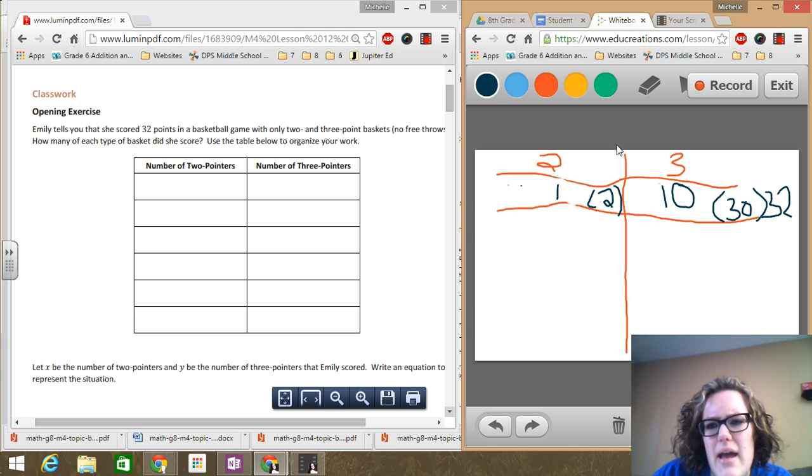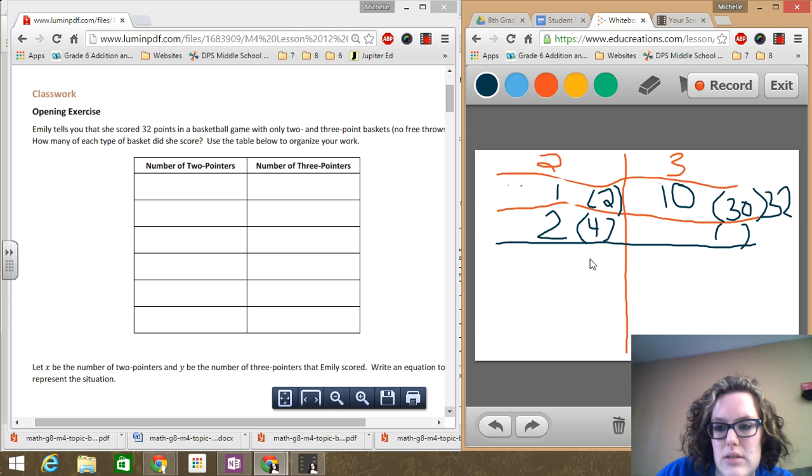Well, what happens if she made, I should use a different color, but that's okay. What happens if she made 2 2-point baskets? That means she would have made a total of 4 points because 2 times 2 is 4. So somehow here in this parentheses, I would go 32 points, take away 4 points, 31, 30, 29, 28. That doesn't work either.